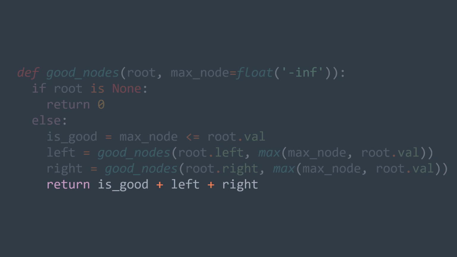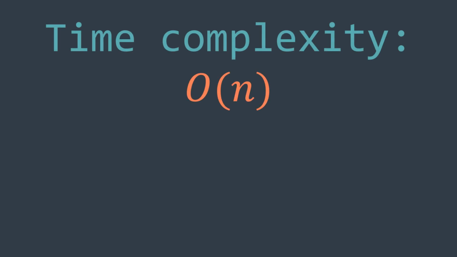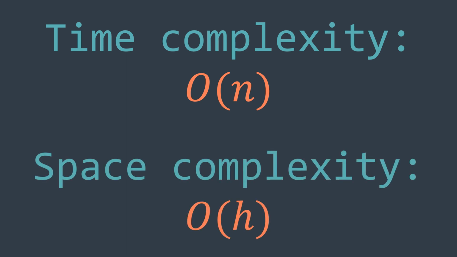For the time complexity, here we are just traversing the tree once, so the time complexity is O of n, where n is the number of nodes. And for the space complexity, the maximum call stack size is reached when we are at the bottom of the tree, and we are not using extra space in the call, so the space complexity is O of h, where h is the height of the tree.